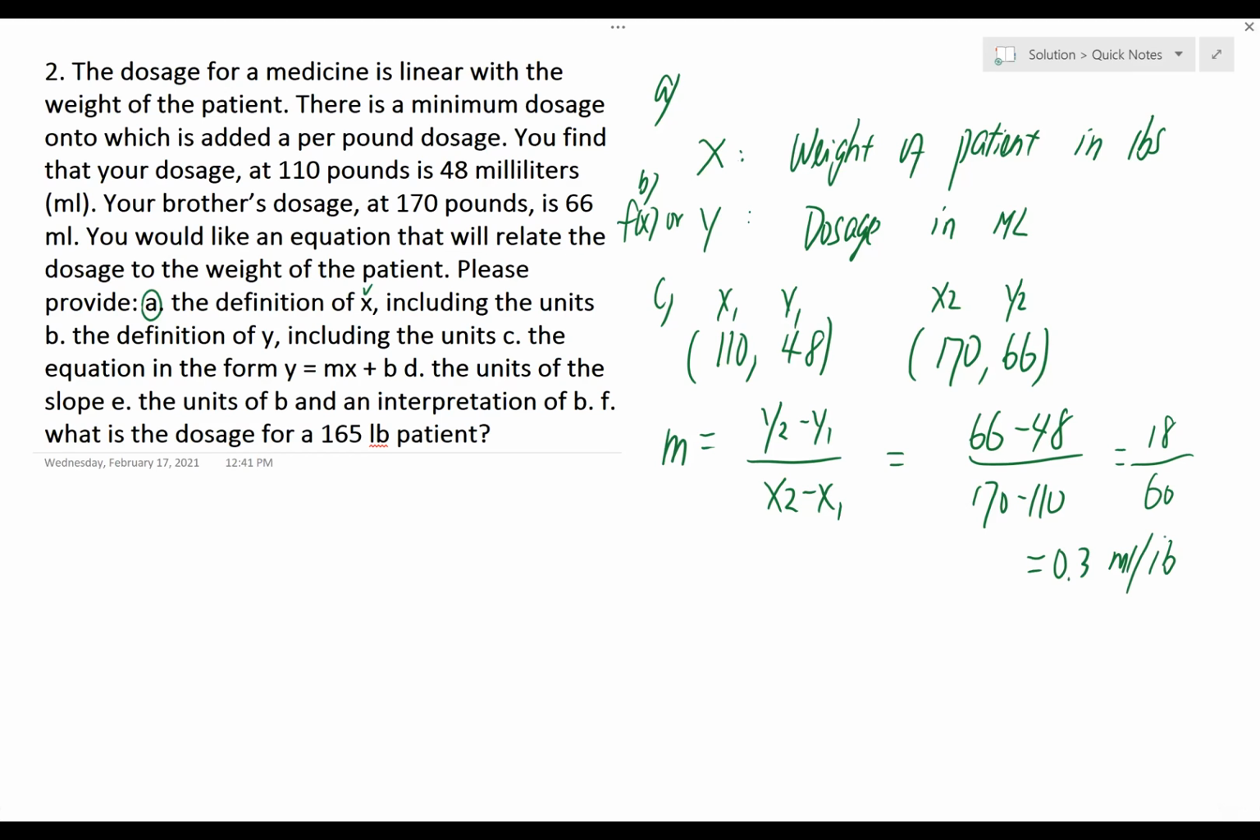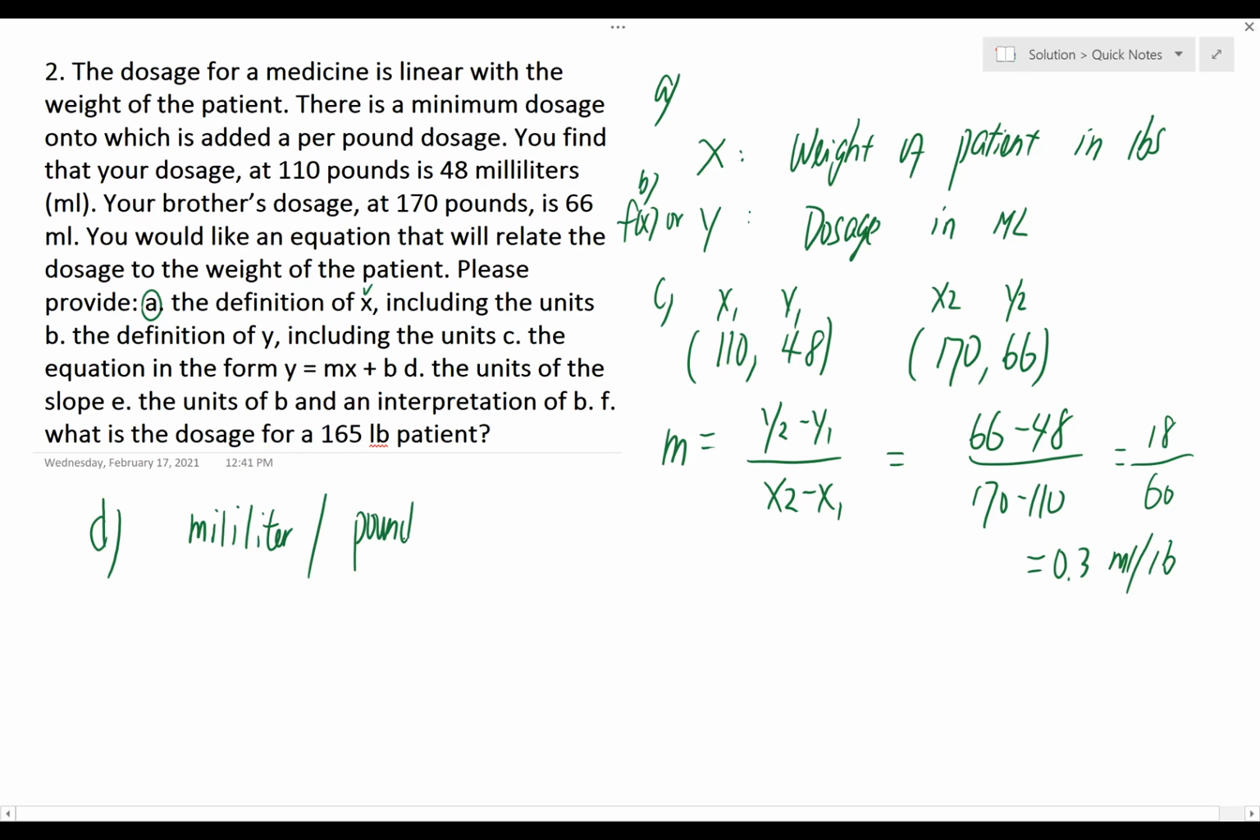I think that's part D. Let's see. The unit of the slope. Unit of slope must be milliliter per pound.